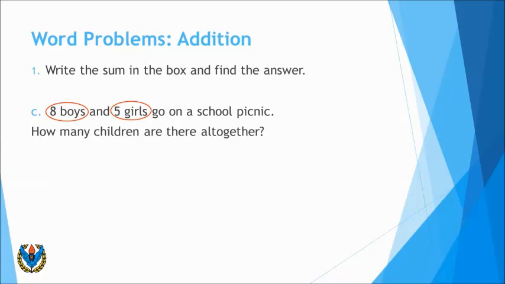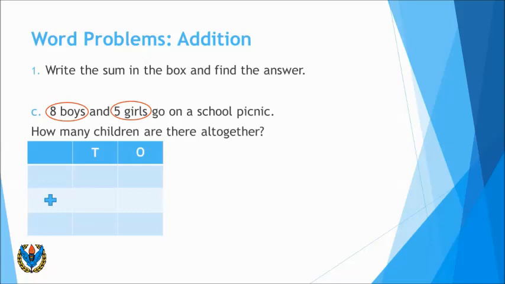First we will write tens and ones on the top. Then there are 8 boys. So we will write 8. Where should we write it? Under tens or ones? Yes, you are right. It's a single digit. So it will go in ones column. The other number is 5 girls. We will write 5 in ones column again.